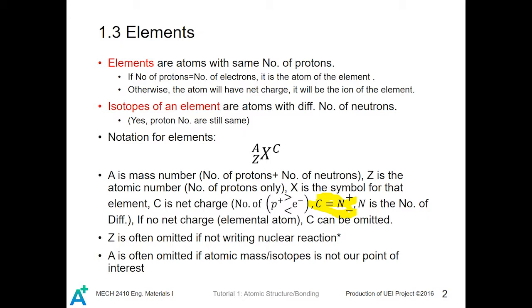If there is no net charge, for example, the same proton number and electron number, say the proton number is equal to 2 and the electron number is equal to 2, then there is no net charge, and you can just omit the C. Z is often omitted if we are not writing a nuclear reaction. A is also often omitted if atomic mass and isotopes are not our point of interest.